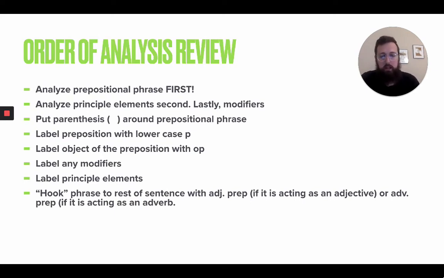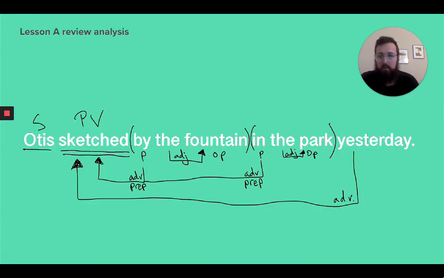Let's take a look at an example sentence that we did in our previous lesson. I have Otis sketched by the fountain in the park yesterday. In my sentence, first thing I did was I labeled by the fountain. That's my first prepositional phrase. Put parentheses around by the fountain. I labeled by as a preposition with lowercase p. I labeled fountain as my object of the preposition, then labeled my modifier.